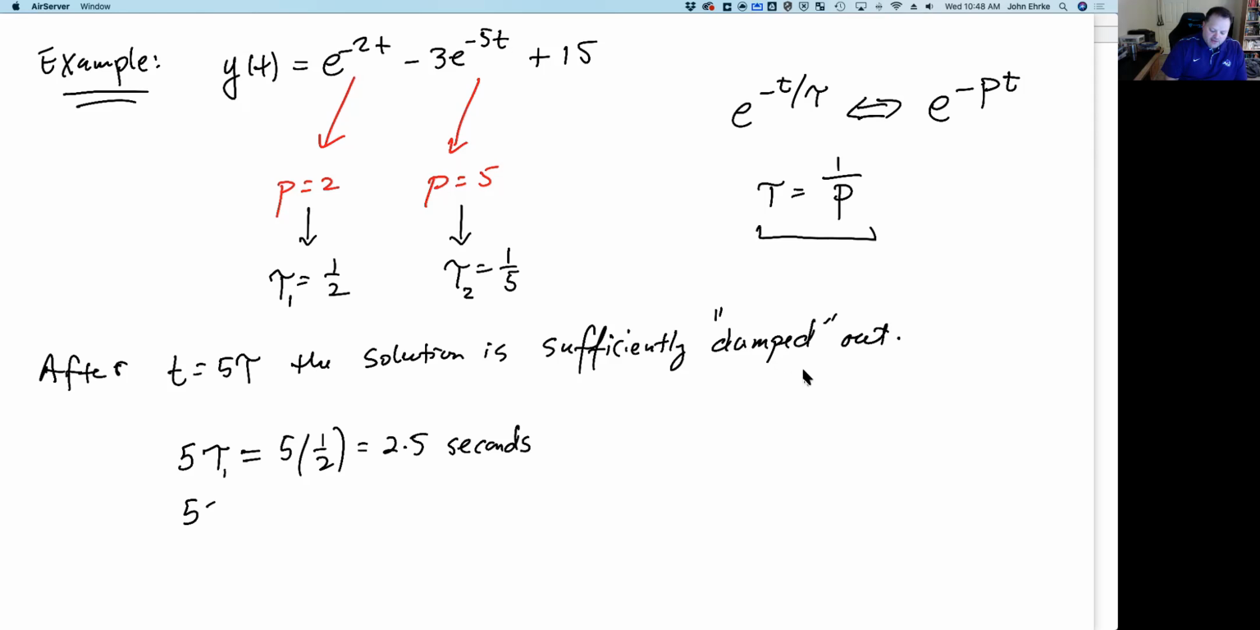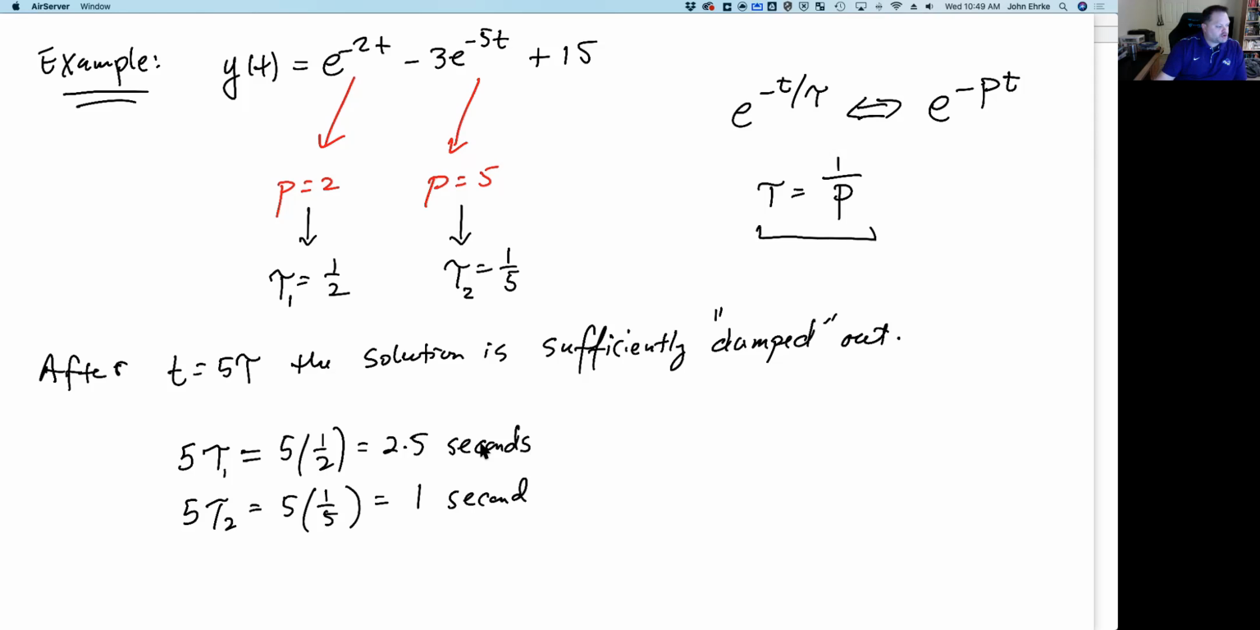The second exponential has a tau of 1/5, so it's going to take approximately 1 second because it's a faster decay. It's an e to the minus 5t instead of an e to the minus 2t. It's a faster decay, so it's going to take about 1 second to damp out. But both need to disappear in order for the entire solution to damp out. So both of these terms need to go away.